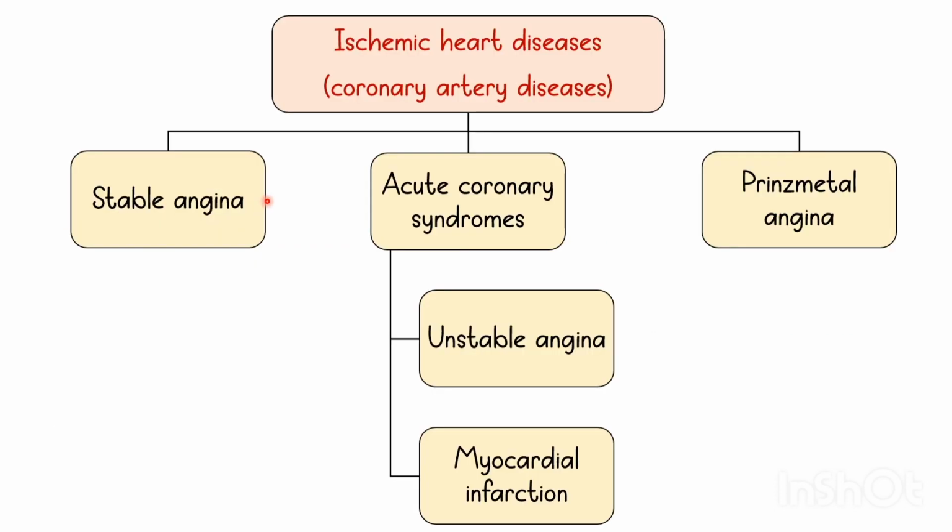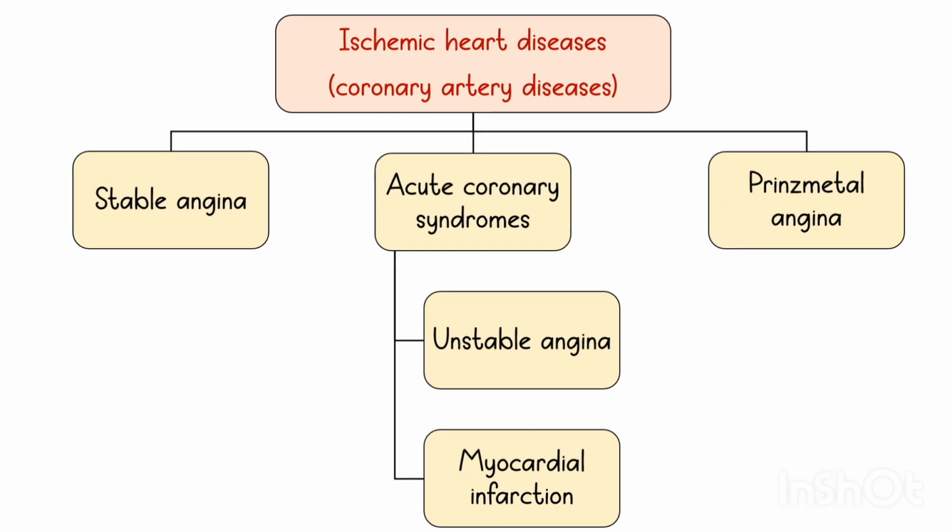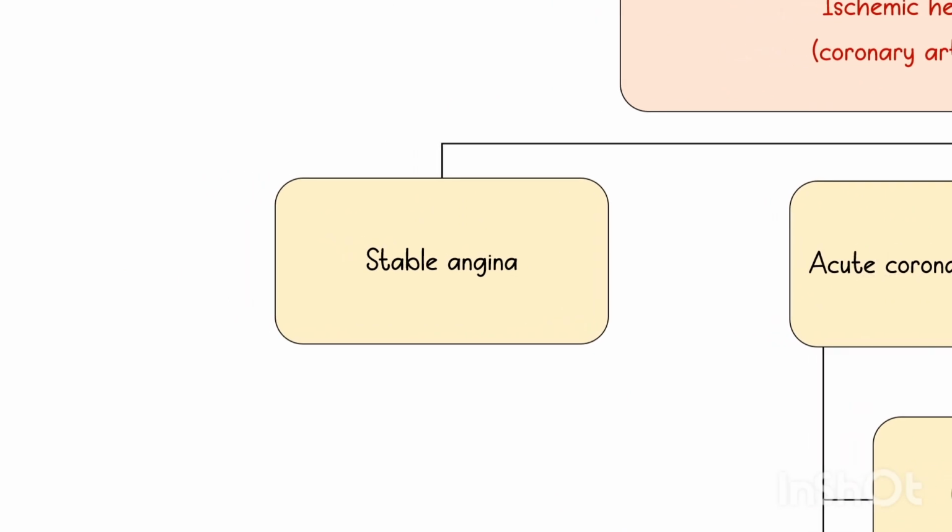Now, when we say ischemic heart diseases or coronary artery diseases, we are actually referring to multiple conditions. So this includes stable angina or classic angina. We have acute coronary syndromes, which are unstable angina and myocardial infarction, and we have transmural angina. So let's have a look at the pathophysiology of each, starting with stable angina.